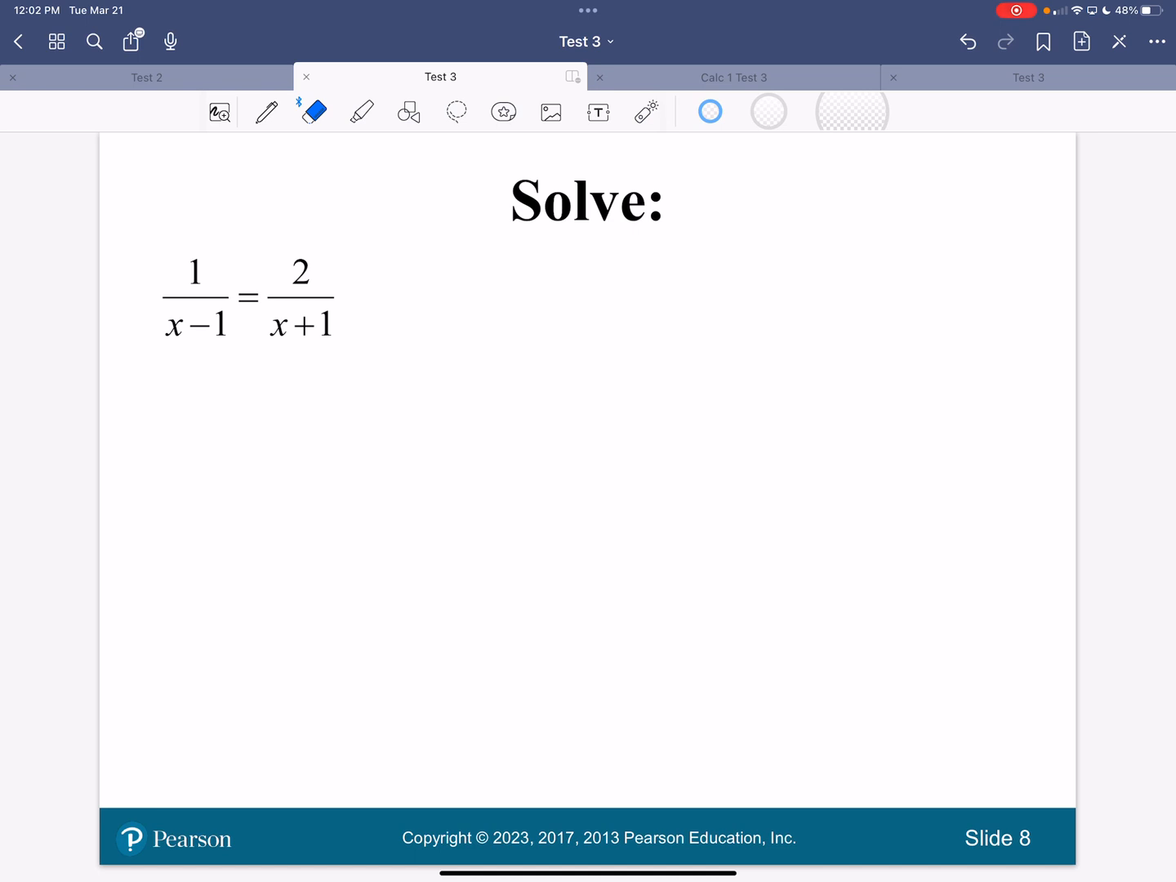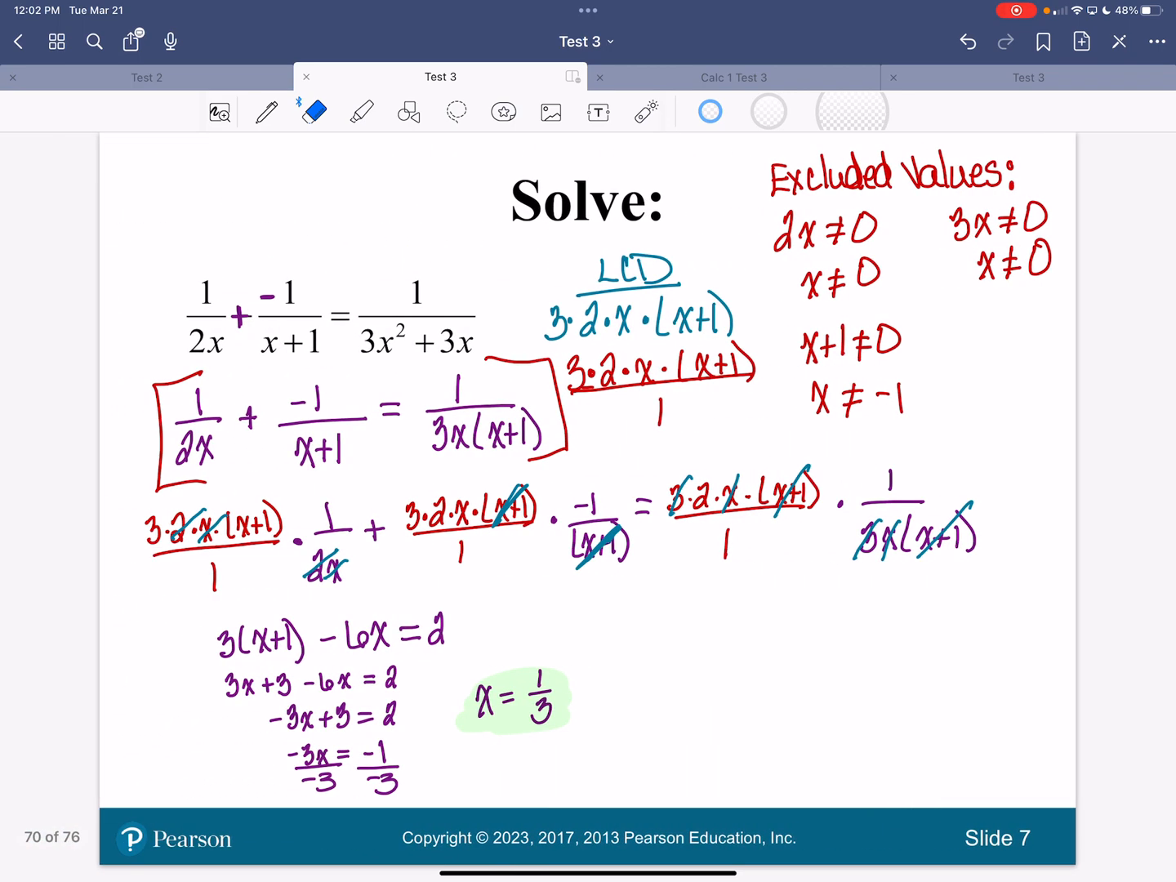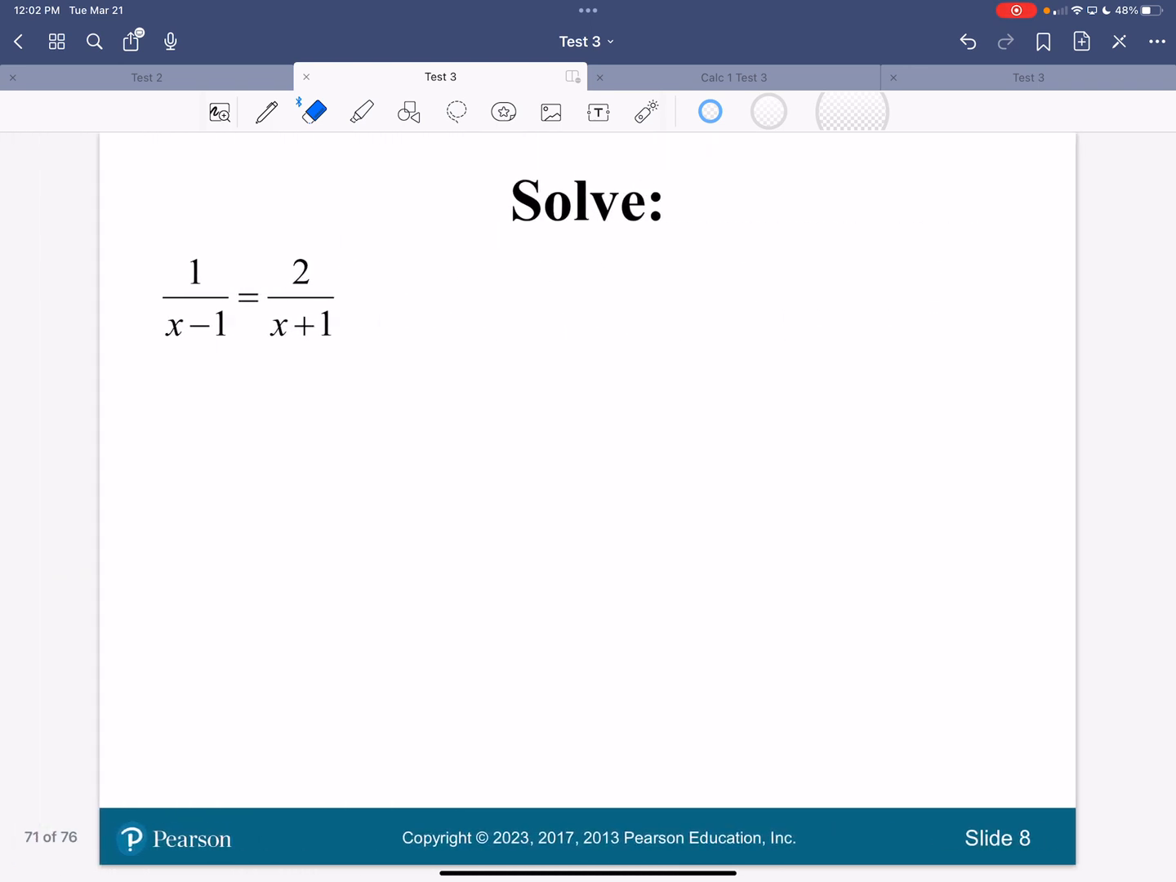Okay, does anybody remember cross multiplication? Cross multiplication. You could solve this using cross multiplication. The only reason you can solve this with cross multiplication is because you have a single rational expression equal to another single rational expression. That's the only reason. When you've got multiple rational expressions on one side, you cannot use cross multiplication. But here you could if you wanted to.